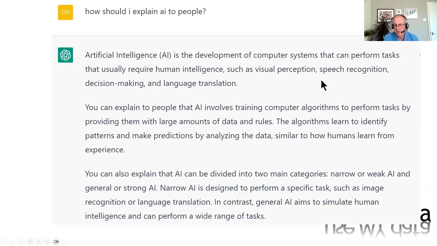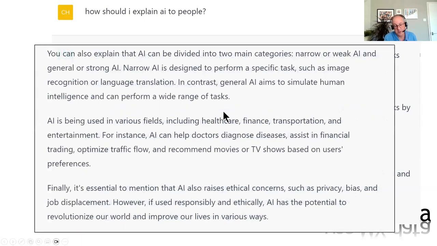And this has all been derived from computer systems looking at vast amounts of data and putting associations together. And it puts the answer to my question, how should I explain AI to people, together on the fly. It does it there and then. It's not got an answer pre-written for itself. So I thought it was quite a smart piece of work. And again, it goes on for one or two pages.